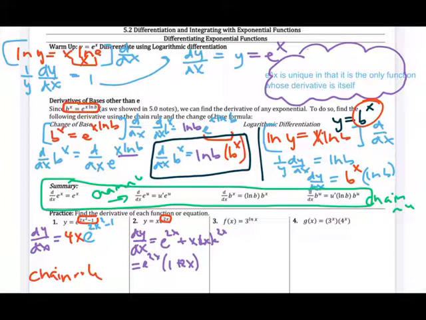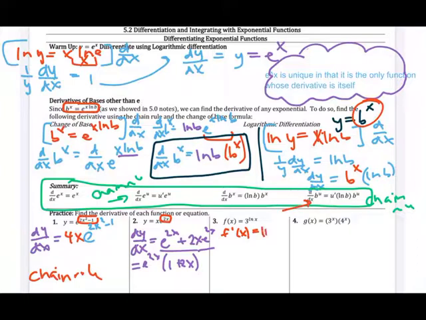You could leave it this way as well. Here, let's try and just rewrite this. This would be x times 2, so 2x e to the 2x. So you could leave it as the top, or you could factor e to the 2x out and use the bottom one.